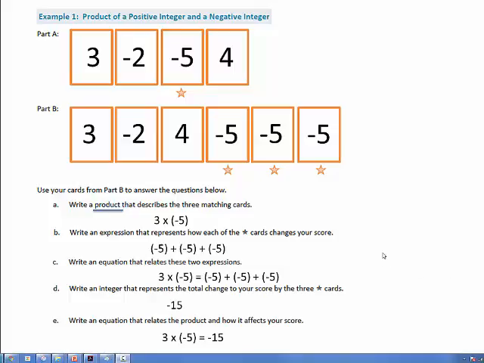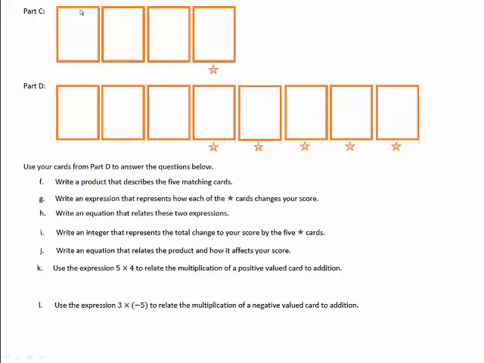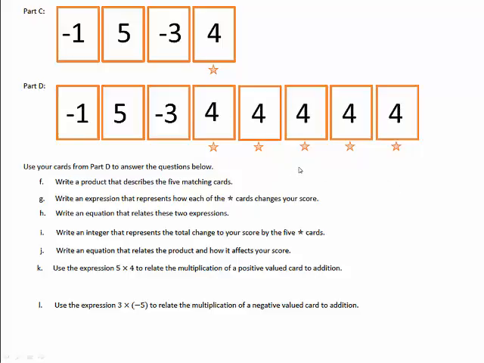All right, let's take a look at another example and see if we can come up with some similar results. In part C of example 1, we're going to choose 4 new cards. Got a -1, a 5, a -3, and a 4. Now this 4, we're going to be duplicating it a bunch of times. See how there's a star here, and I've got a star underneath each of these boxes? I'm going to put the -1 here, the 5, the -3, and then each of these 5 boxes are going to have a 4 in them. We're going to use these cards to answer the questions down here.